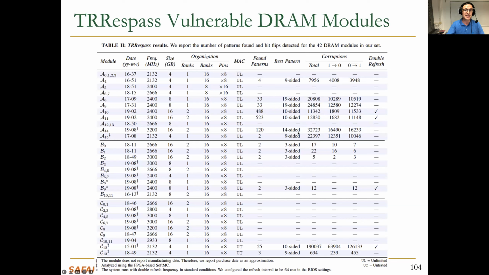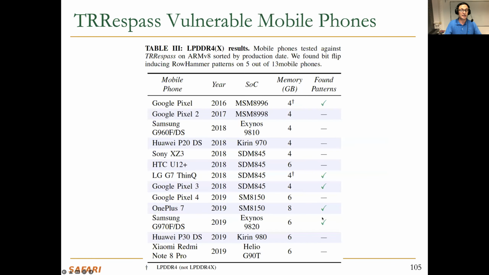But we found that there are best patterns that can lead to RowHammer bit flips in the presence of these mitigations employed by the manufacturers. You can see the best pattern over here. For some chips you need 19-sided hammers, and you can see the bit flip counts that we can induce. Even a single bit flip can be exploited as a security vulnerability. But in many chips we get thousands of bit flips, as you can see over here. And we actually showed that you can take over real mobile phones, and these are marked with check marks over here.